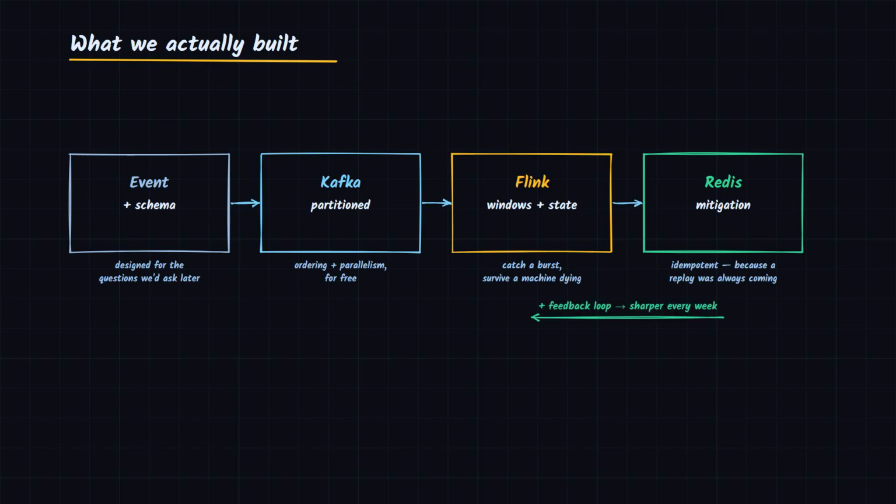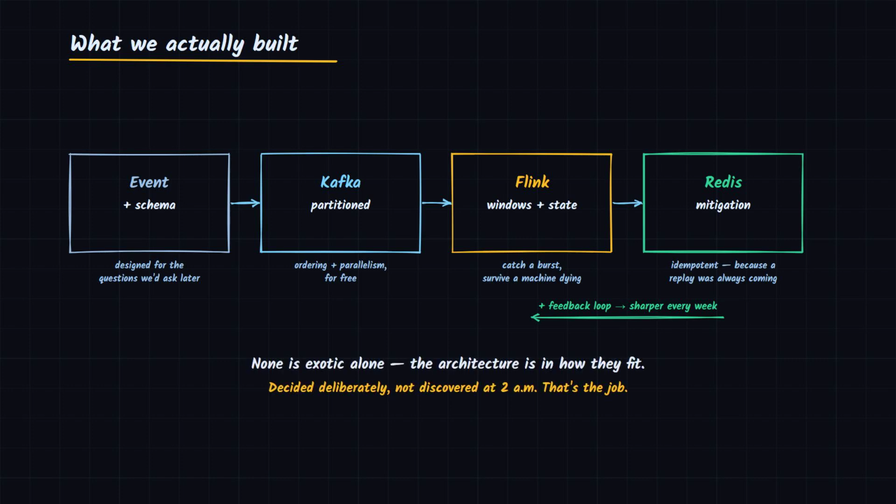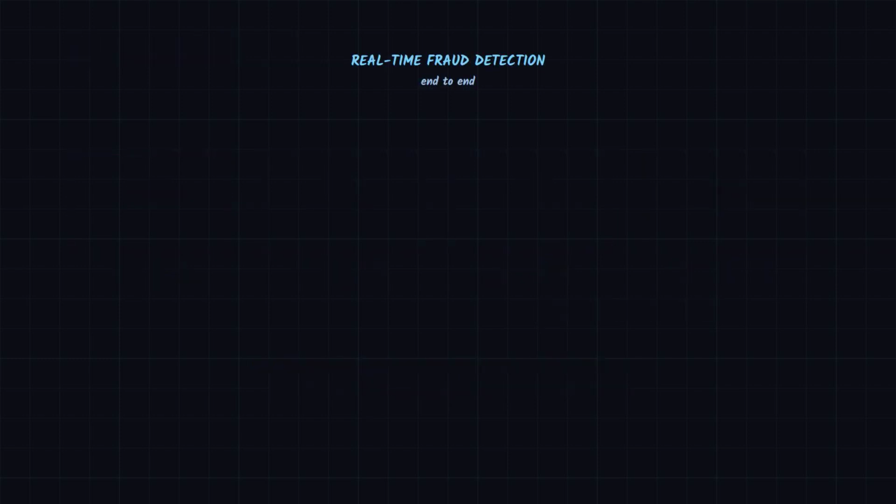None of those is exotic on its own. The architecture is in how they fit, and in the decisions we made deliberately instead of discovering at 2 in the morning. That is the job. That is real-time fraud detection, end to end.